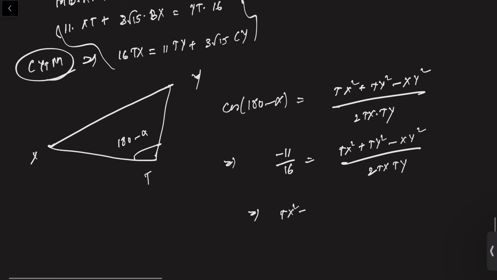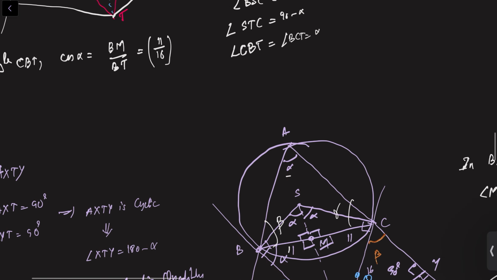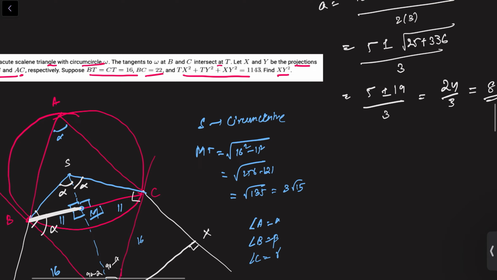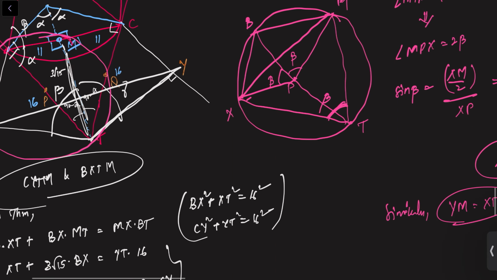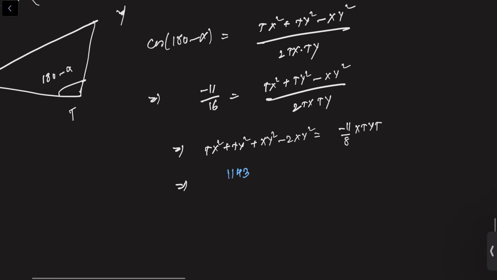So that means tx² + ty² + xy² − 2 times xy² is nothing but minus 11 by 8 xt times yt. But we already know what tx² + ty² + xy² is, since we are using the cosine rule so that we can get similar types of terms. So this is nothing but 1143 minus 2 times xy² is minus 11 by 8 xt times yt. So that means 2 times xy² is 1143 plus 11 by 8 times xt times yt.